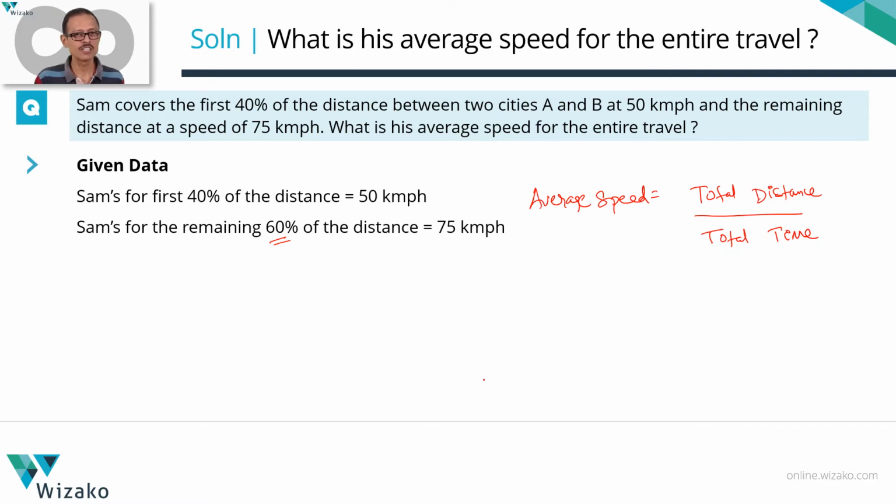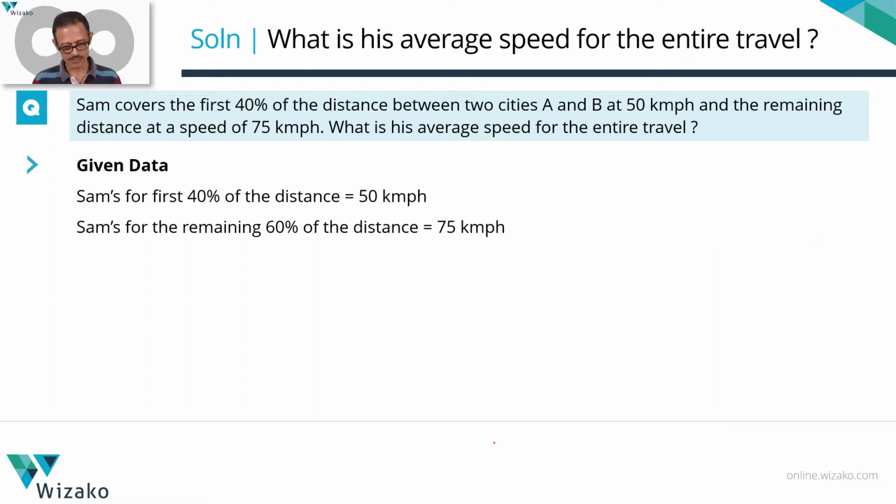Any other formula that we work with, something like (a+b)/2 or 2ab/(a+b), all of these modified formulae are nothing but ones that have been derived from this core formula. So we need the total distance, we need the total time taken, and we have to compute the average speed.